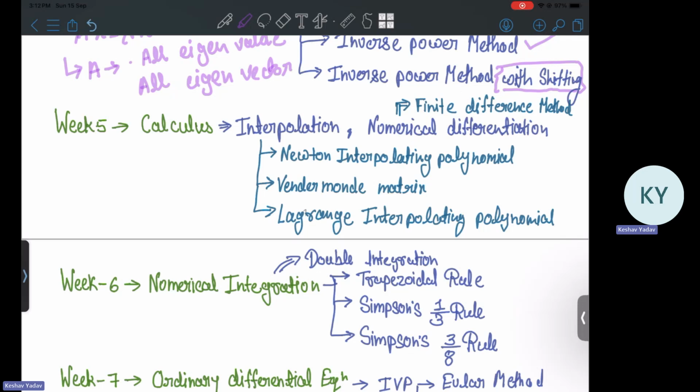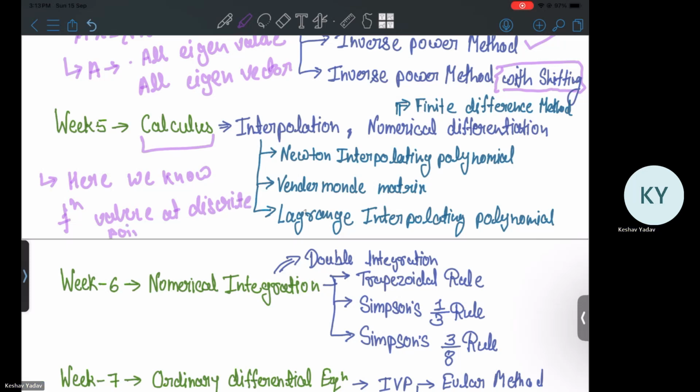Then we moved towards the calculus part. The main difference in numerical methods is that here we know function values at discrete points only. Whatever we discussed before this course, the function was either continuous or piecewise continuous. So here we have function values only, or we wish to find the function value at only discrete points.